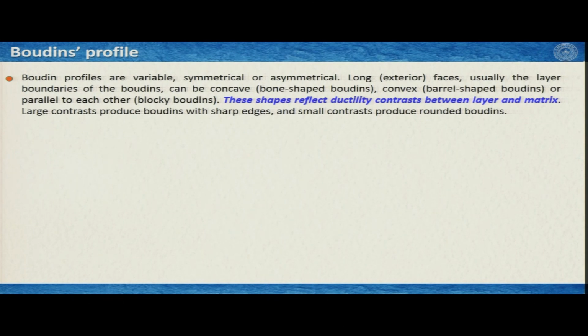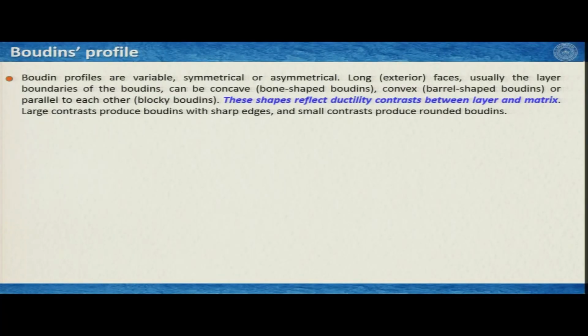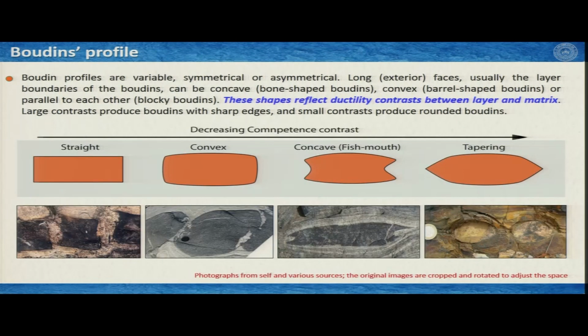But when you have these concave, convex or parallel Budins, they actually indicate some sort of rheological consequences. The shapes reflect the ductility contrast between the layers and the matrix. So, large contrasts generally tend to produce sharp edges, and small or lesser contrasts produce rounded Budins. So, here is an example, as you can see here, I just gave 4 examples, we will see more later. So, this is straight, this is convex, this is concave, sometimes known as fish mouth, as you can see from this particular shape here, it is like a fish mouth, and then tapering, where the edge is tapering.